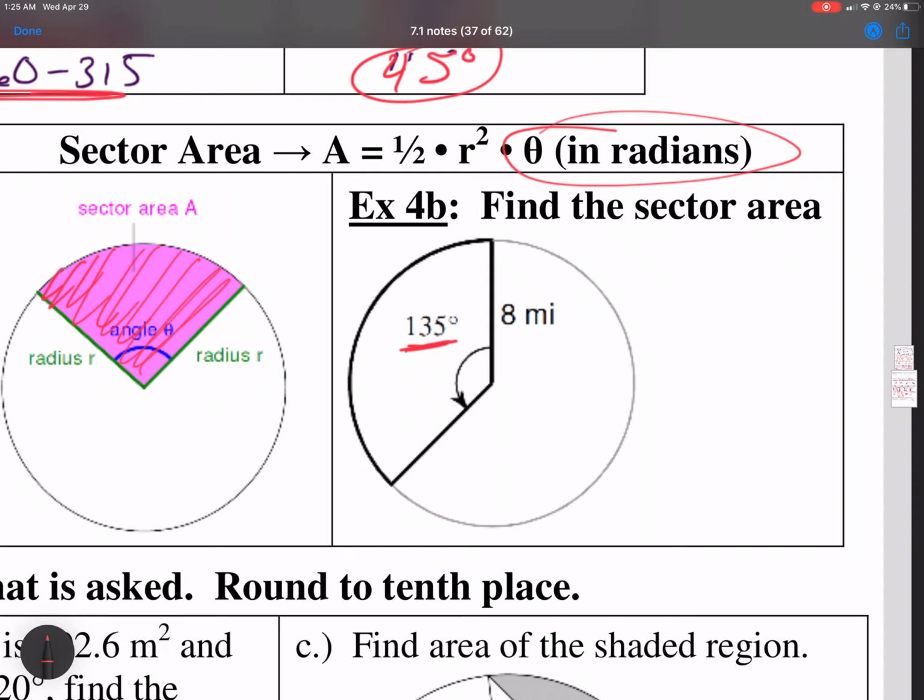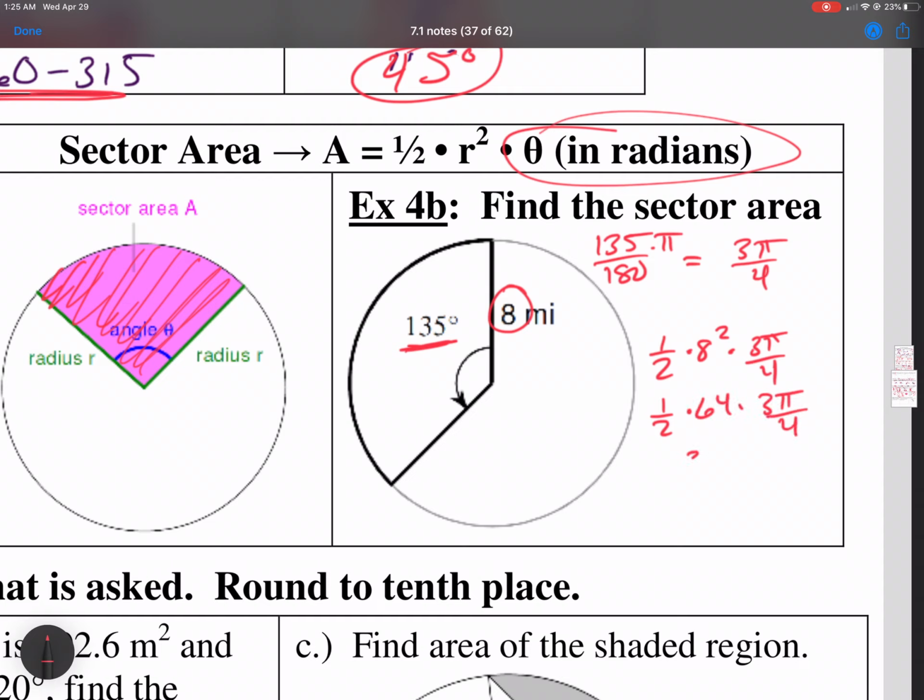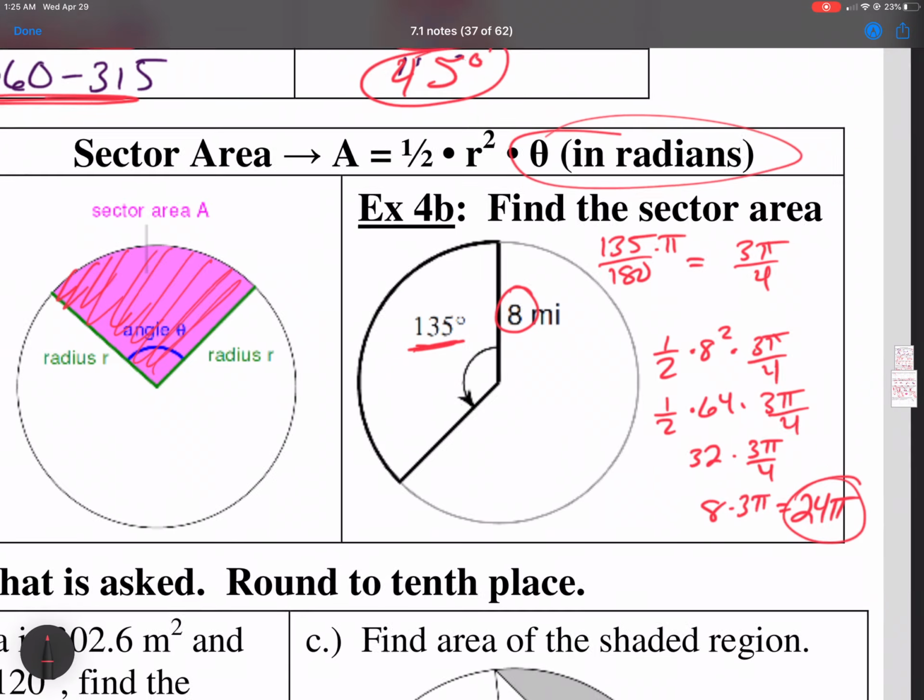And we know that it's going to be 135 over 180 times pi, which is 3 pi over 4 once you simplify it. So we have 8 is my r because that's the radius, not the radians, but the radius. So 1/2 times 8 squared times 3 pi over 4. So that's 1/2 times 64 times 3 pi over 4, which is 32 times 3 pi over 4, which is 8 times 3 pi, which is 24 pi. And that's my answer for sector area.